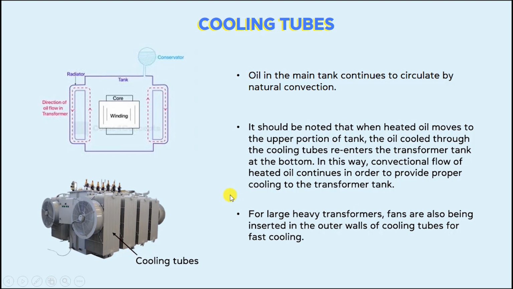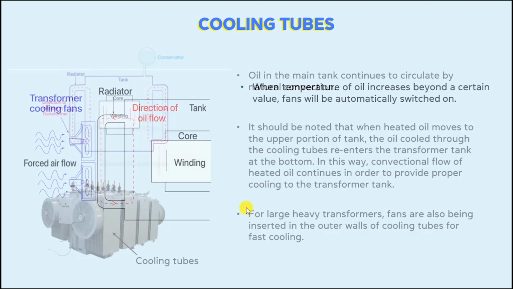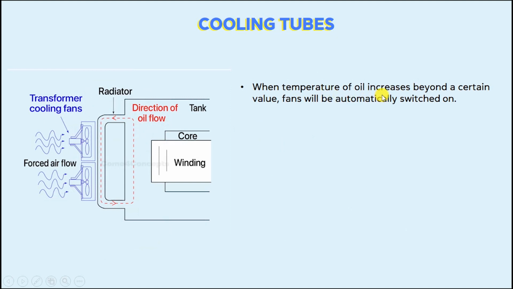Now, in the case of a large heavy transformer, fans are also inserted in the outer walls of the cooling tubes for fast cooling. Here you can see the fans are inserted on the outer walls of the cooling tubes for fast cooling. When the temperature of the oil increases beyond a certain value, the fans will be automatically switched on.